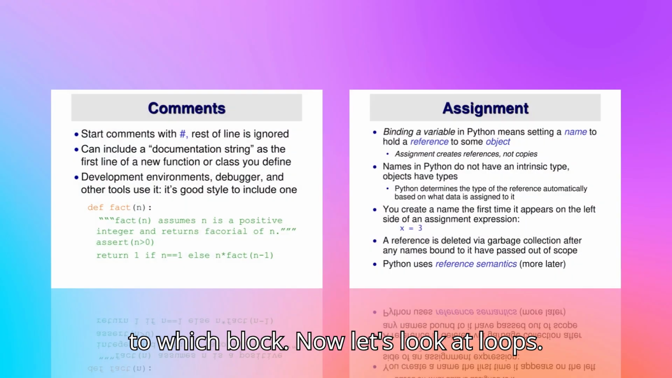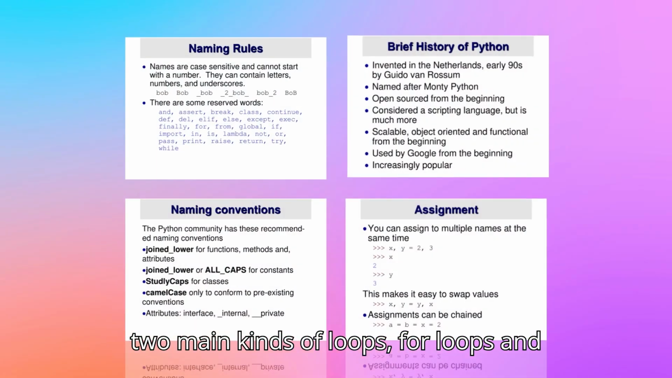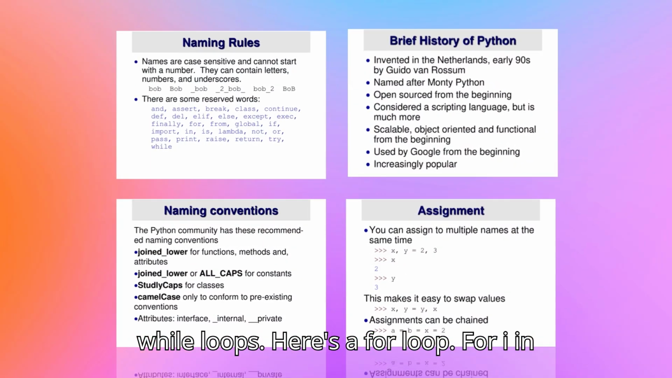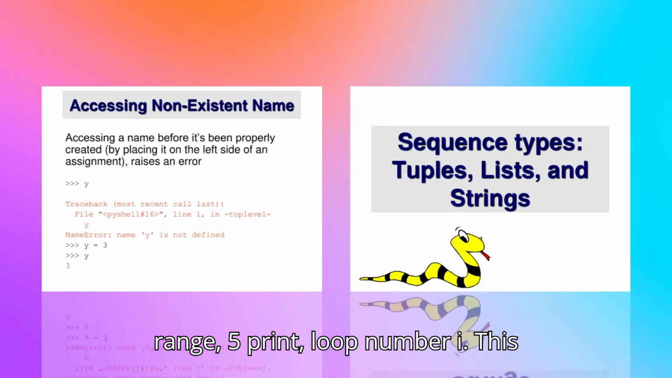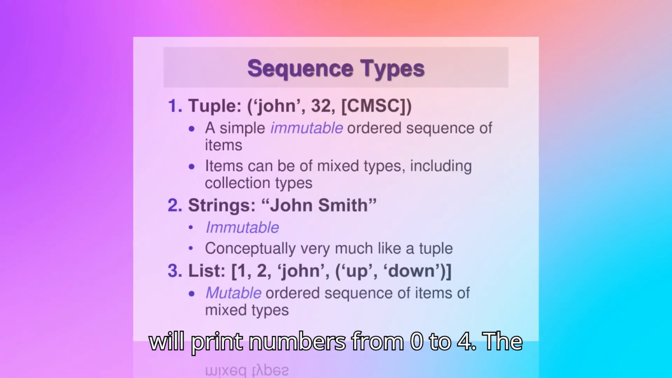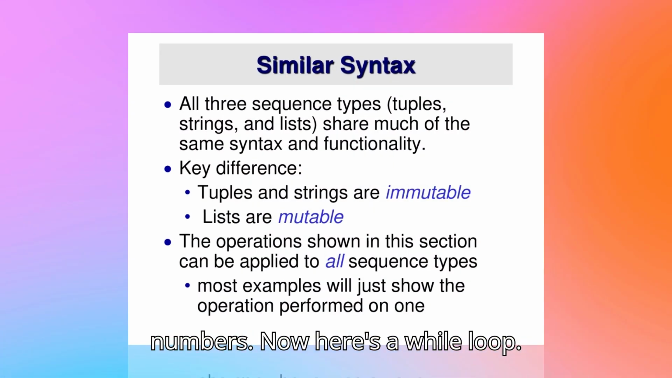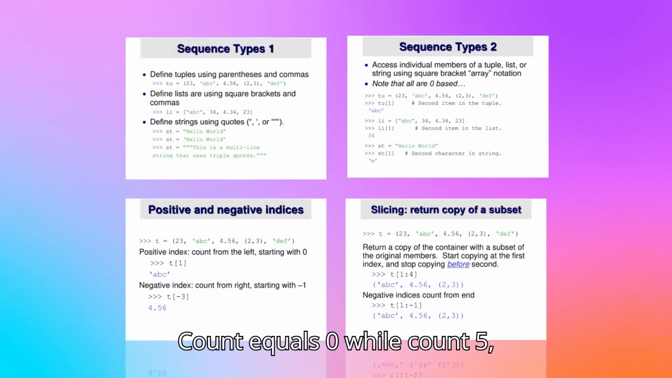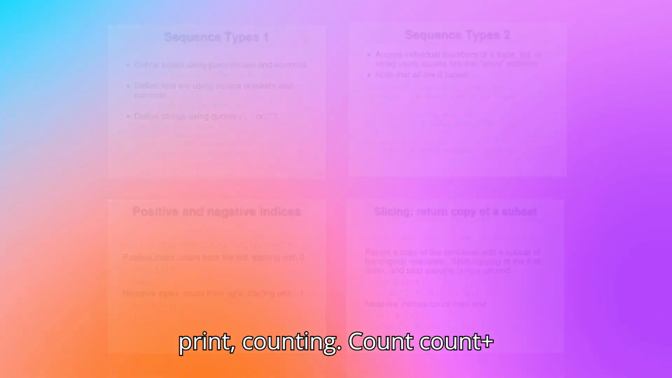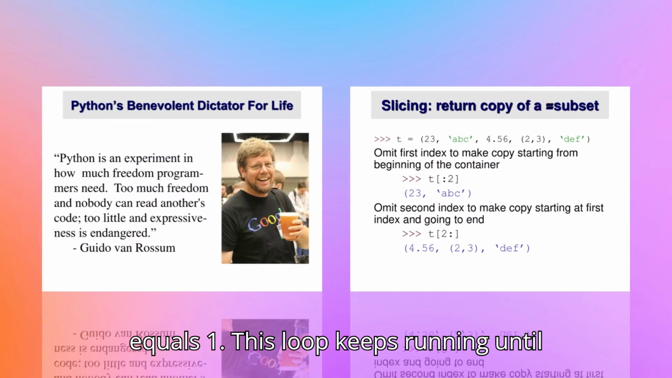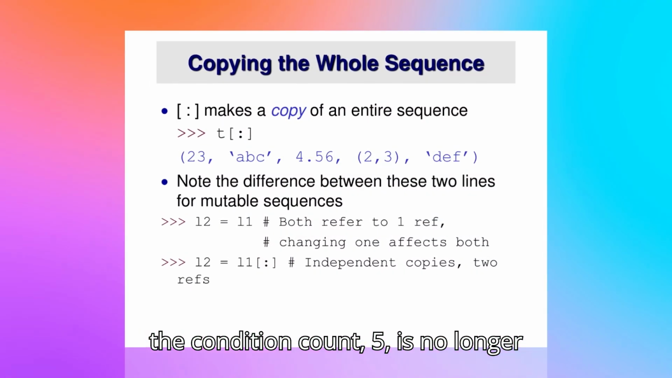Now, let's look at loops. Loops are used to repeat code. Python has two main kinds of loops, for loops and while loops. Here's a for loop. for i in range(5): print("Loop number", i). This will print numbers from 0 to 4. The range function gives us a sequence of numbers. Now here's a while loop. count = 0, while count < 5: print("Counting", count), count += 1. This loop keeps running until the condition count < 5 is no longer true.